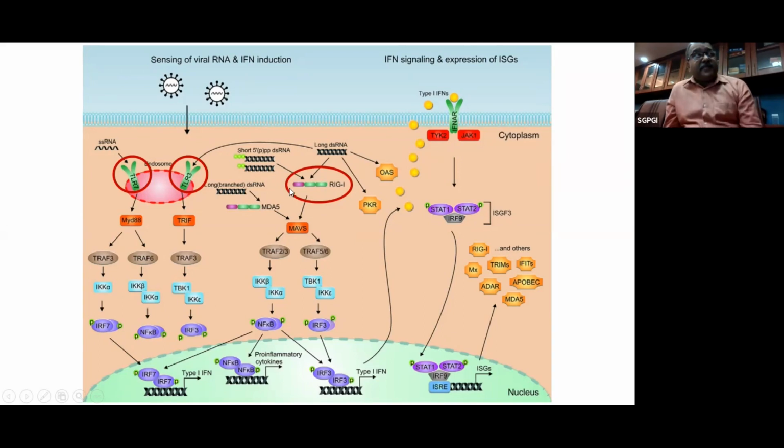MDA5 and RIG1 are pattern recognition receptors, and they typically recognize the RNA of the virus and start a downstream signaling cascade. You don't need to bother about the downstream signaling cascade, but the net effect is that it causes upregulation of interferon type 1 genes. And type 1 interferons are alpha and beta.